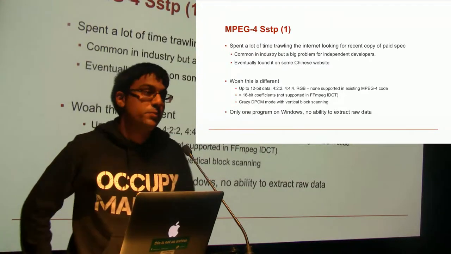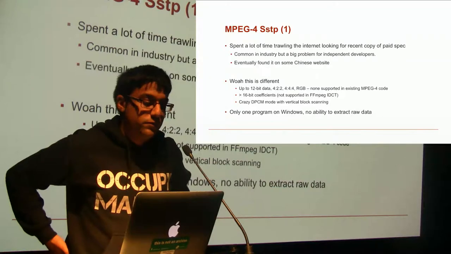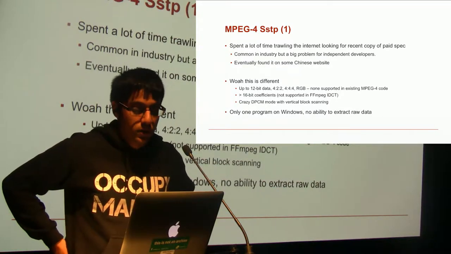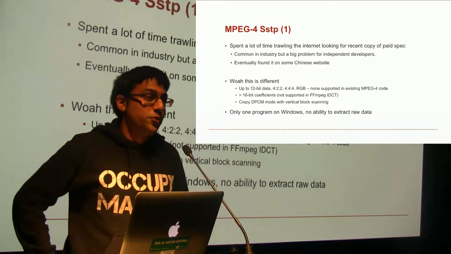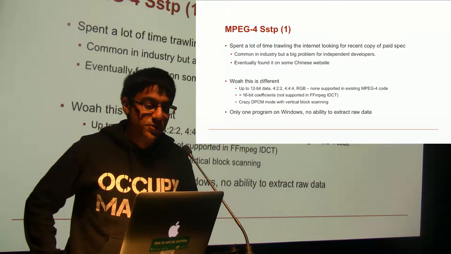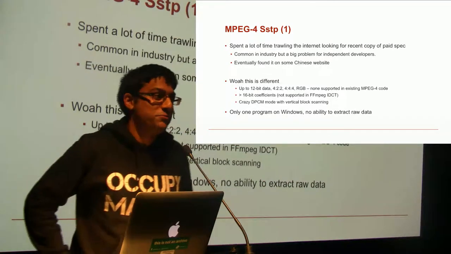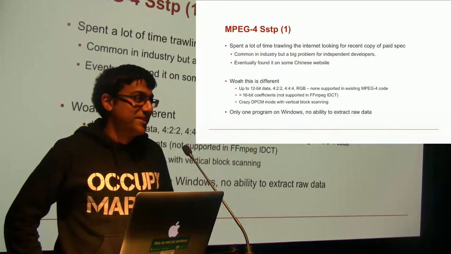I forgot who mentioned it, but I think Jimmy mentioned it. One of the big problems is that as independent developers, it's actually very expensive to buy some of these specifications. These are hundreds of dollars. It's a very common industry, but not. Thankfully, after a lot of effort, you can find these things on Chinese websites, and maybe Chinese websites have done more for media preservation than they might have actually thought about.